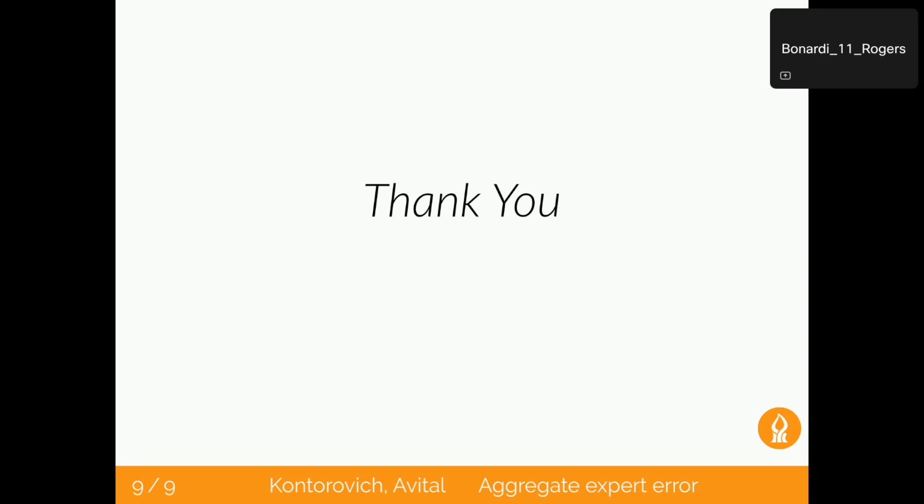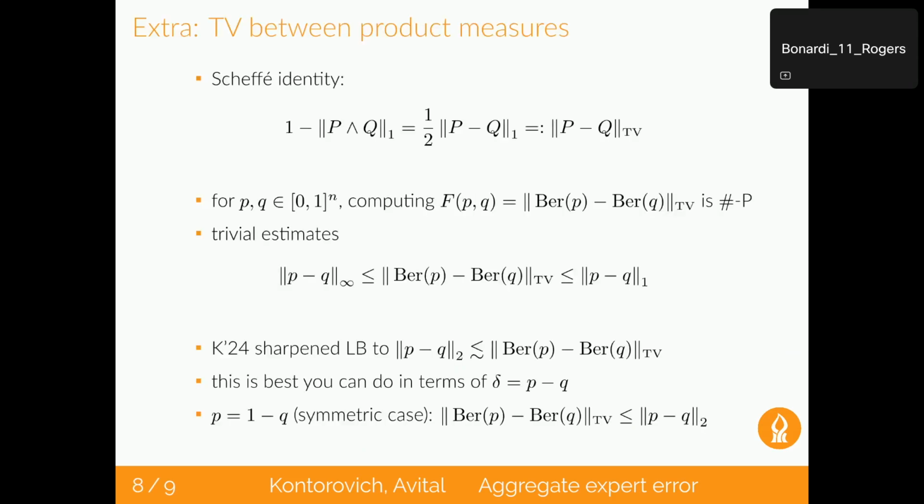So in the last result, P encodes the product measure, like P1, P2, P3? Yeah, P and Q are both vectors of n parameters, and this is the product measure of Bernoulli of P1, Bernoulli of P2, Bernoulli of P3. So these two are product measures on the binary hypercube.